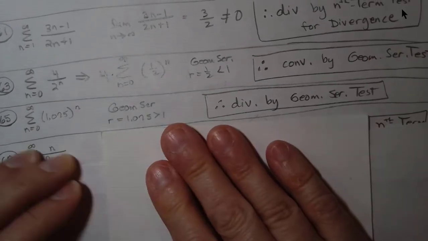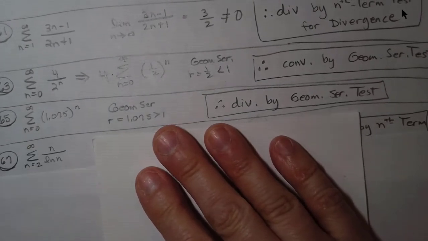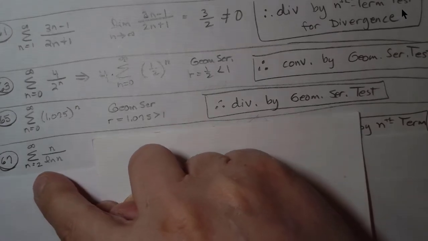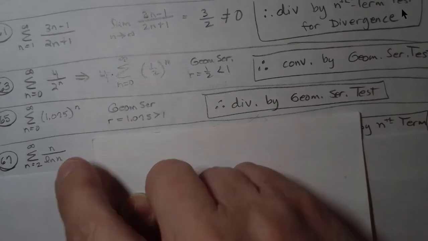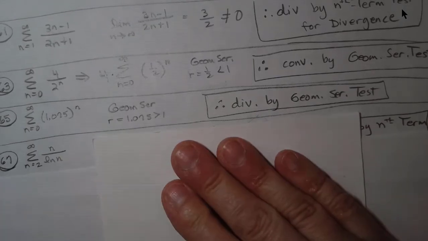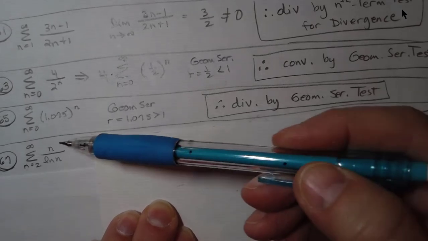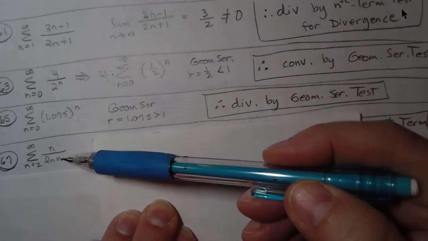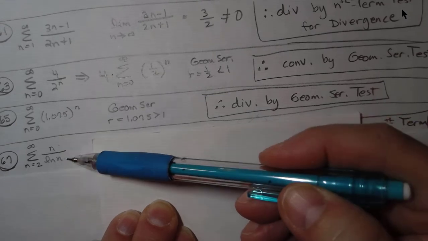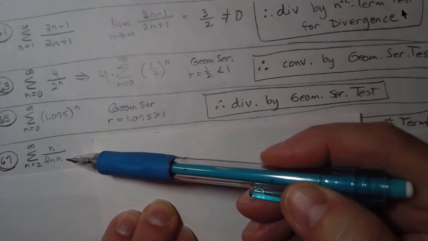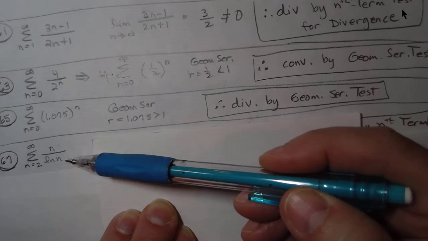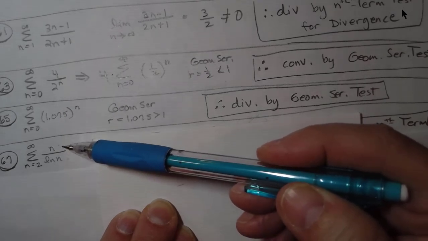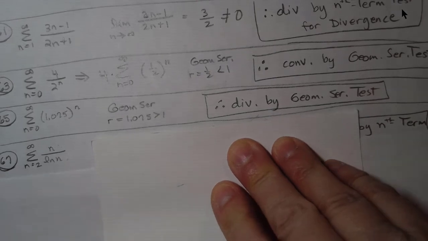And our last example, 67. Now what we're looking at here is n goes from 2 to infinity of n over the natural log of n. Now what we need to know is, does n increase more rapidly than natural log of n does? Because we know natural log of n is always increasing, because its derivative would be 1 over n, always positive. So does n increase more rapidly than natural log of n, or does natural log of n increase more rapidly than n? That's going to affect how it turns out.